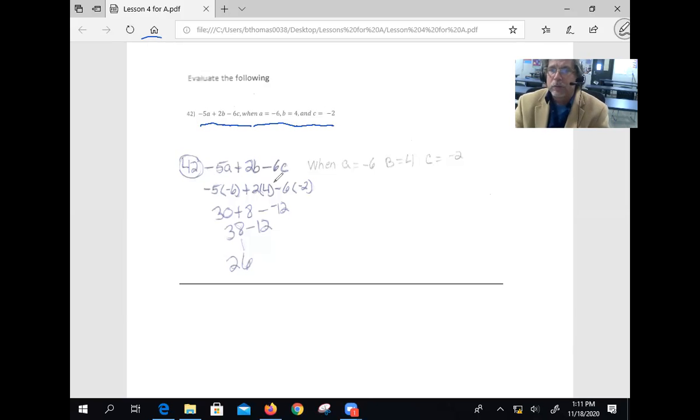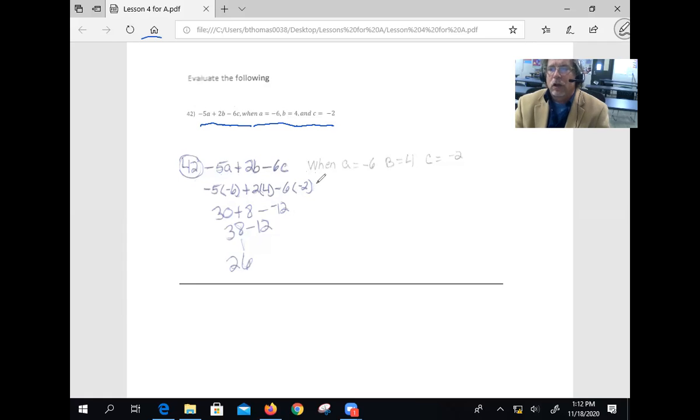So when you did this problem, you started out correctly. You substituted the -6 in for a, you substituted the 4 in for b, and you substituted the -2 in for c. At this point, if you want to, you could just use your calculator and work it out.